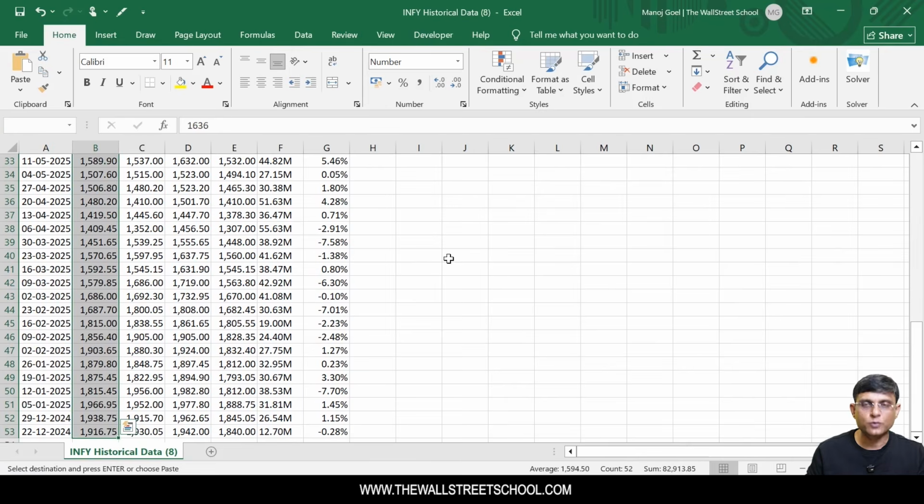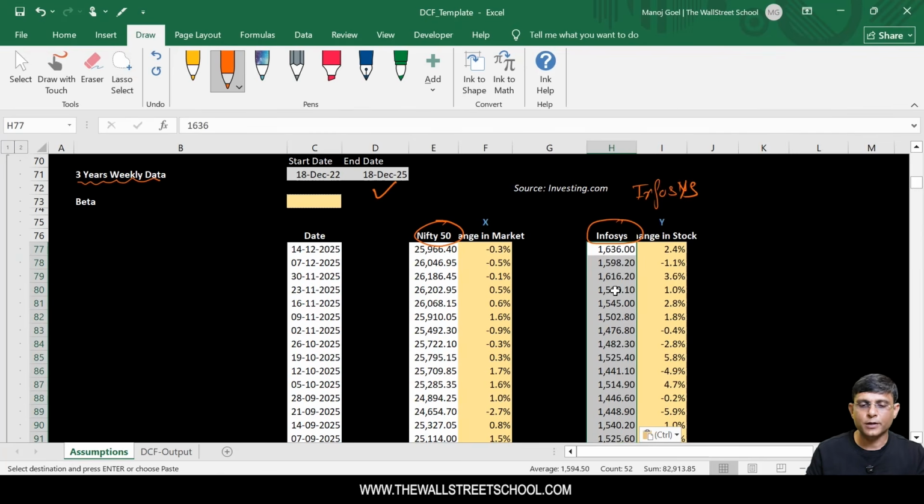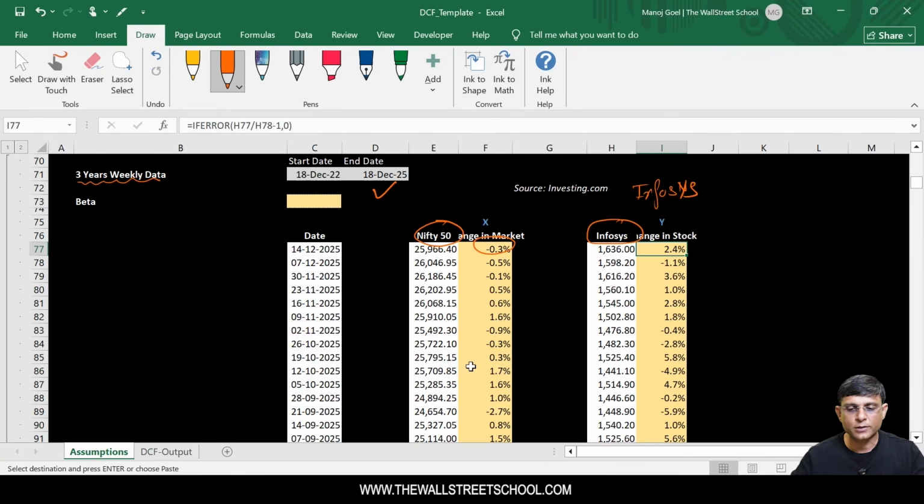Now guys, just open this spreadsheet, which is the share price change for Infosys. Just copy column B because we already have the date range, right? So corresponding to this date, this is the price change. So we got the stock price change, and the weekly change in the market and stock.